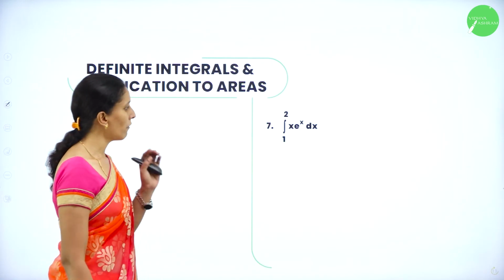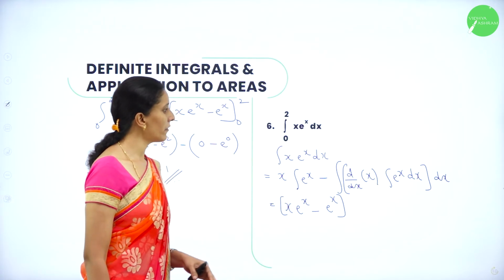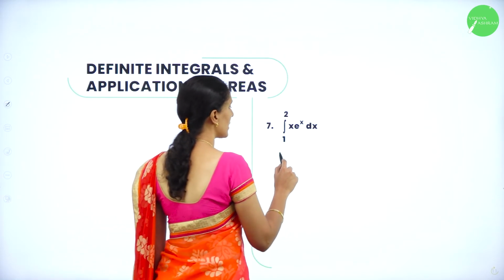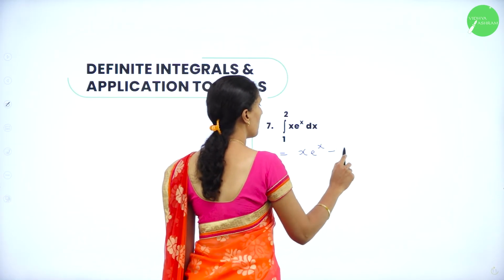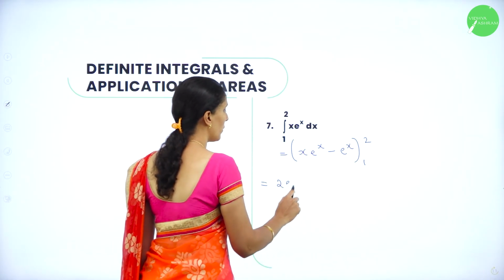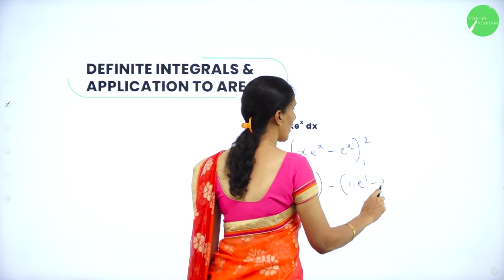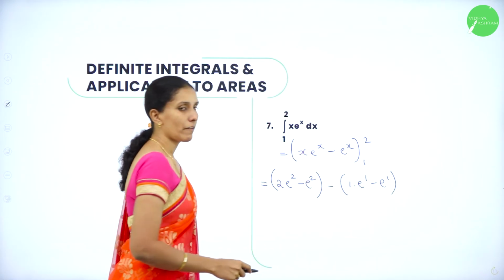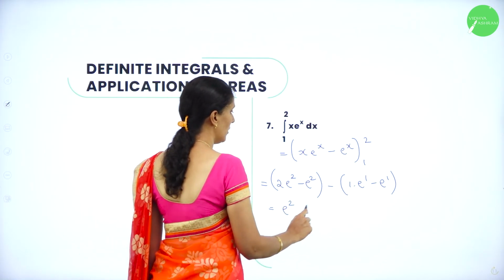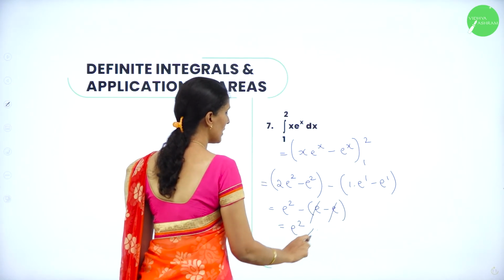So next one, we have the integral from 1 to 2 of x e power x. We have already seen that the integral of x e power x is x e power x minus e power x. So let us substitute it. This can be written as x e power x minus e power x, integral from 1 to 2. Let us put the value 2 first: 2 into e square minus e square, minus 1 into e power 1 minus e power 1. So here e power 1 minus e power 1 means e minus e. 2e square minus e square is e square. And e minus e cancels. So the value is e square.